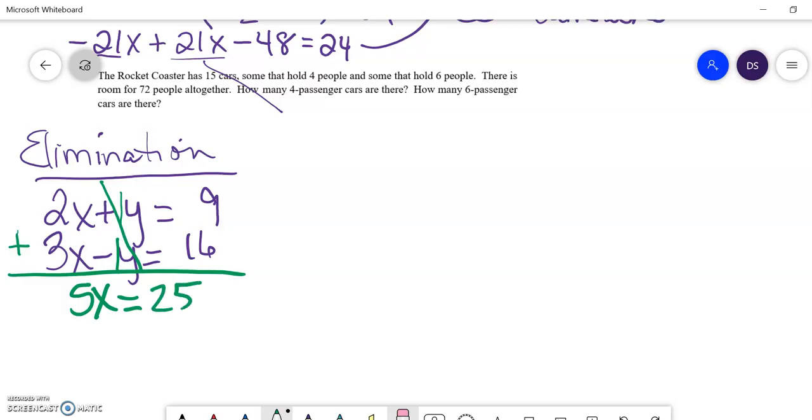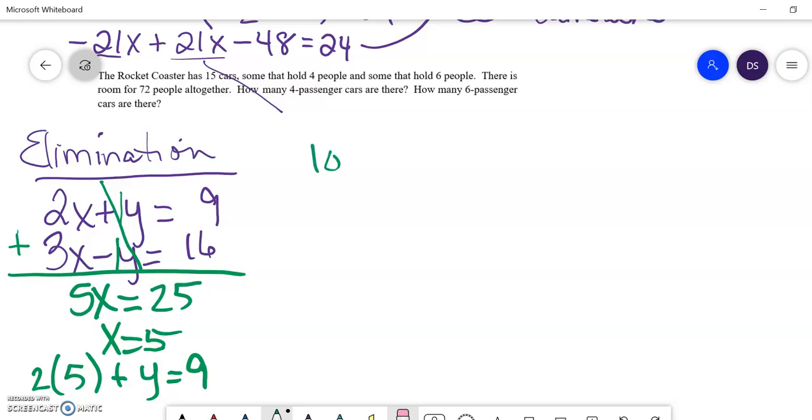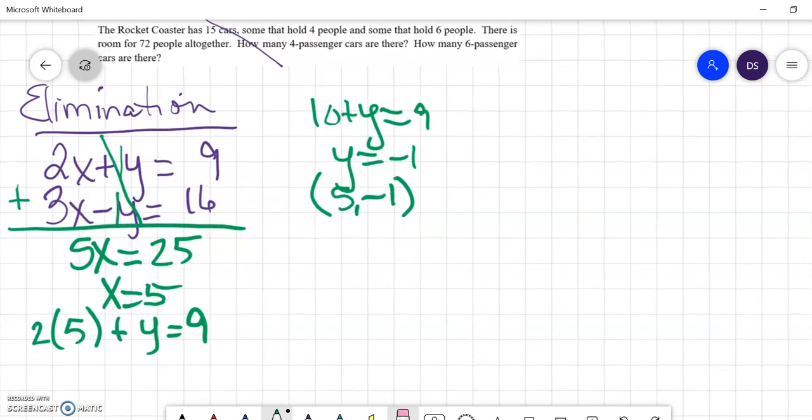And then we add: 5x equals 25, x is 5. And then substituting into either equation, I'll just use the top one, 2 times 5 plus y equals 9. That's 10 plus y equals 9, or y equals negative 1. So again, that's the ordered pair where the lines would cross.